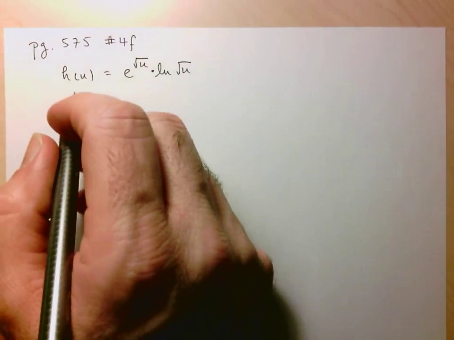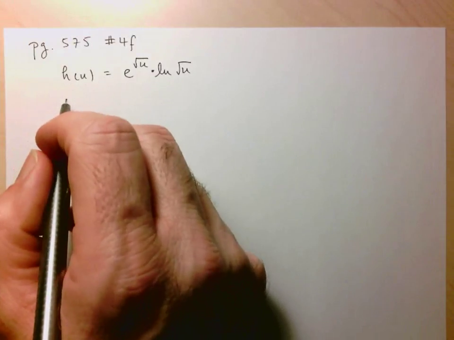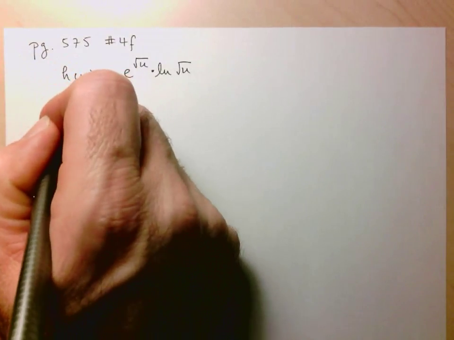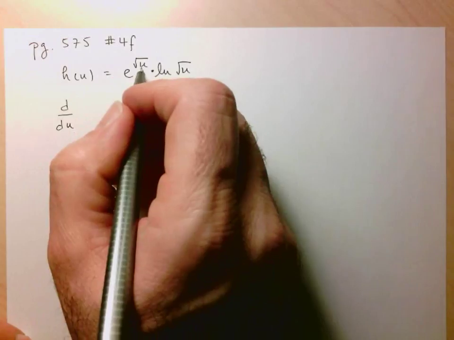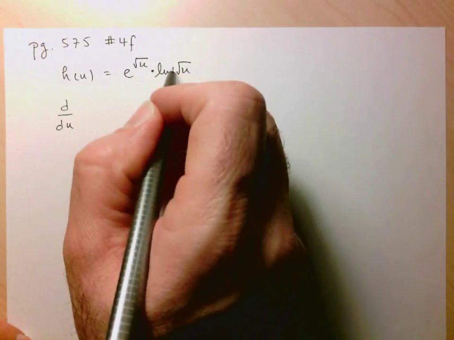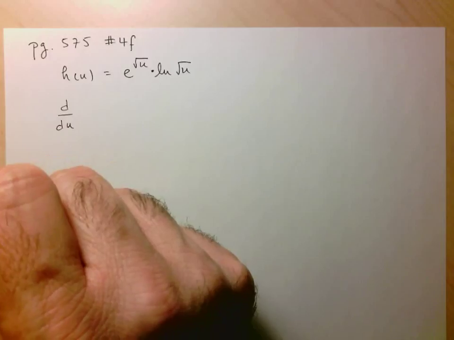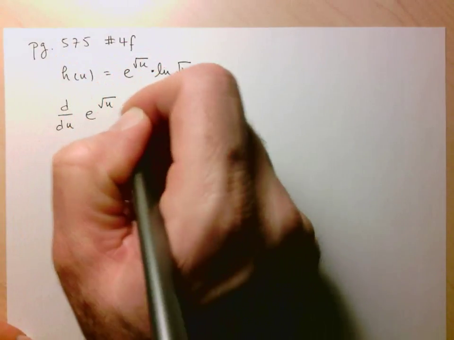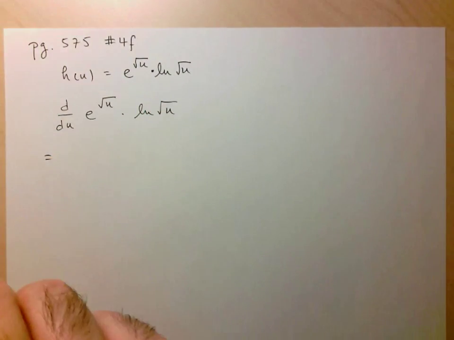Okay. So if I want to find the derivative, normally I would just use prime notation, but just in case you want to use Leibniz notation, I have to point out that you're not going to be writing d over dx, but d over du, because the variable of differentiation here is u. So I'm going to take the derivative of e to the square root of u times ln of the square root of u. Okay, so let's start by applying the product rule.